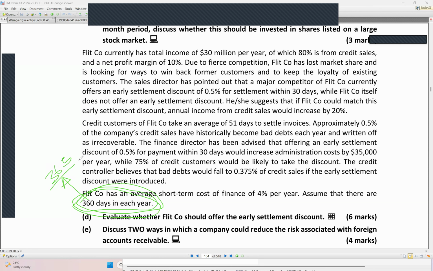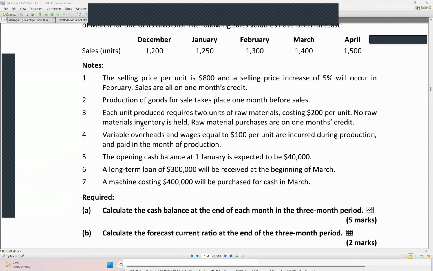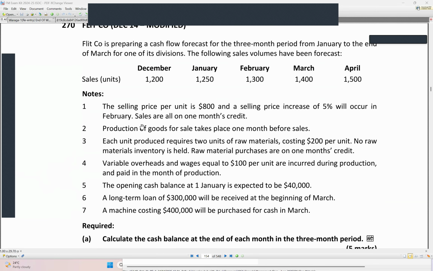And the answer is probably you lose a mark or two, because you have not followed the instructions. So let us first deal with this cash balance at the end of each month in the 3-month period starting from January. So now when you are doing this, we need 3 months of January. So January, February, March.